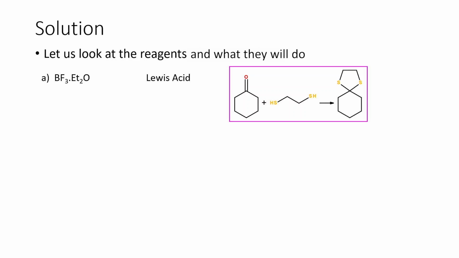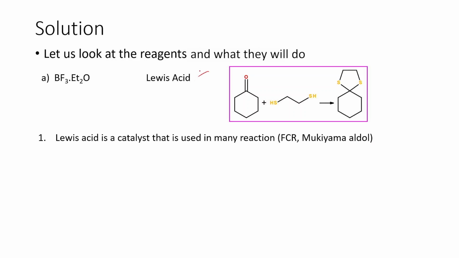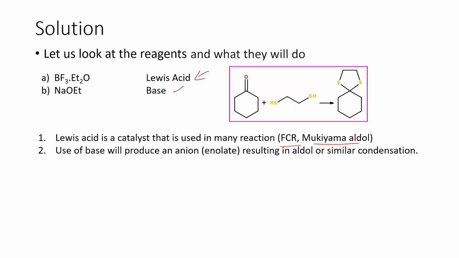The first one is BF3 etherate. BF3 etherate is nothing but a Lewis acid. Lewis acids are generally used in reactions like Friedel-Crafts acylation and alkylation reactions, Mukaiyama aldol condensation, and carbonyl addition reactions. Many reactions use a Lewis acid as a catalyst. So this is reagent number 1. And the next reagent is sodium ethoxide.